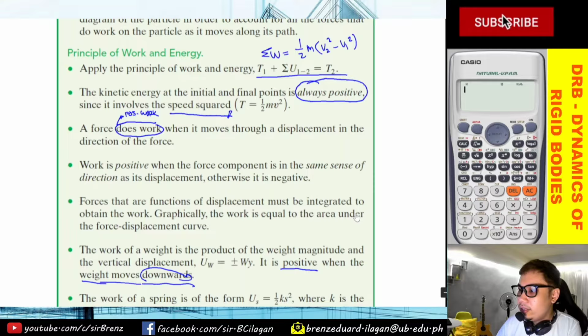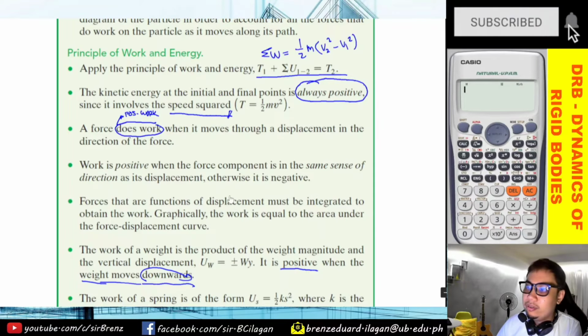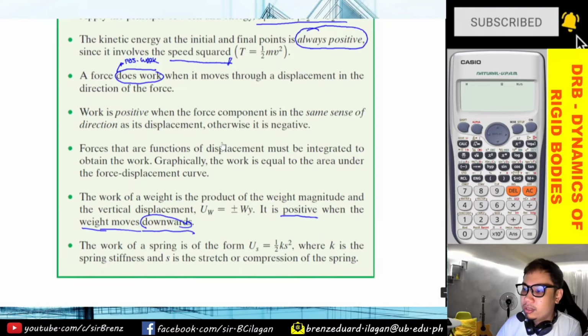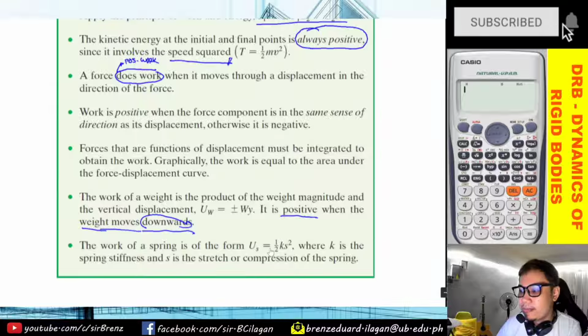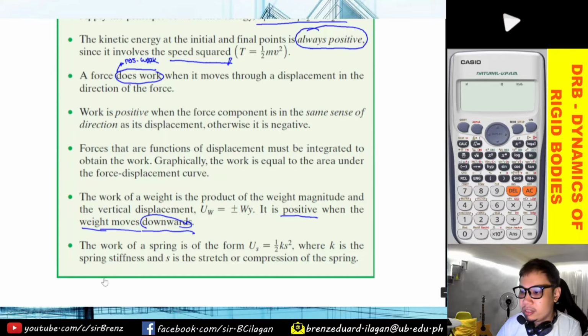And then, ayun, so tatlong category yung ituturo natin dito. So, yung last, magbibigay din ako ng example ng work for a spring. So, the work of a spring is of the form U sub S is equals to 1/2 times K times S squared. So, ano ba yung K dito? So, K is the spring stiffness.